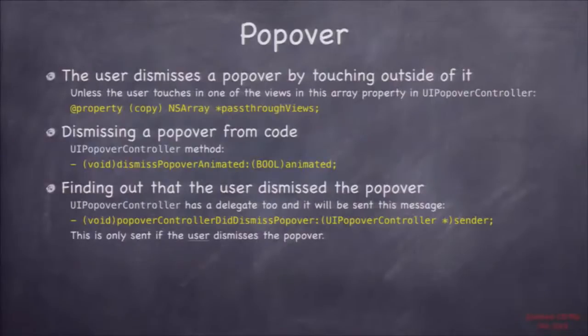This is a UIPopoverControllerDelegate method. So the UIPopoverController has a delegate, and if you set that delegate, you'll get this message when the user dismisses the popover. You usually don't need to find this out, but sometimes you want to know.